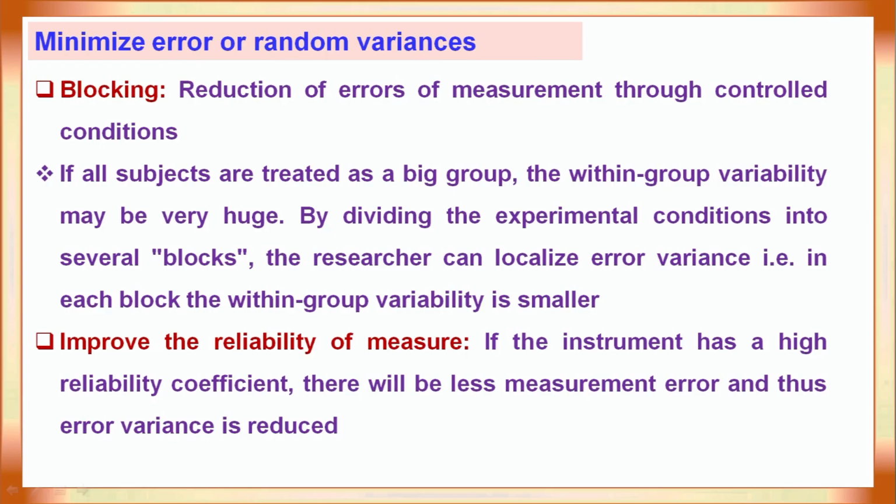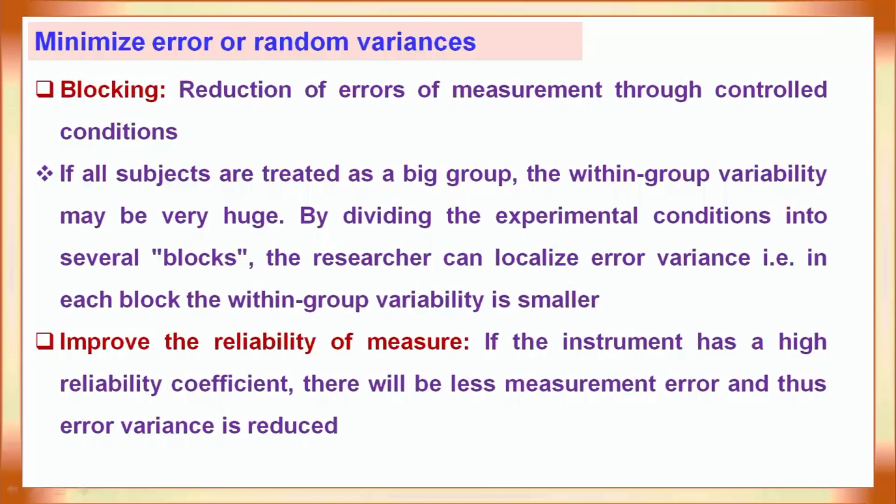Now, the last part of the max-min-con principle is the minimization of error or random variances. This can be achieved in two ways. The first one is blocking, that is, reduction of the error of measurement by controlling conditions. What is measurement error? That is a type of non-sampling error. We will discuss this in another lecture on sampling and non-sampling error in the future.